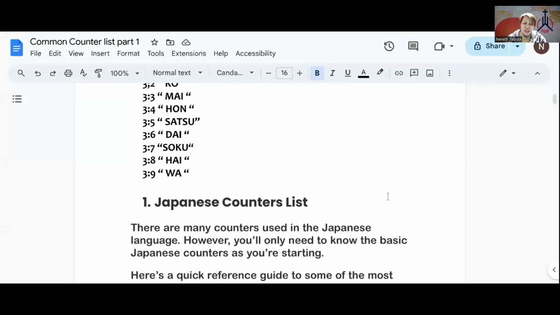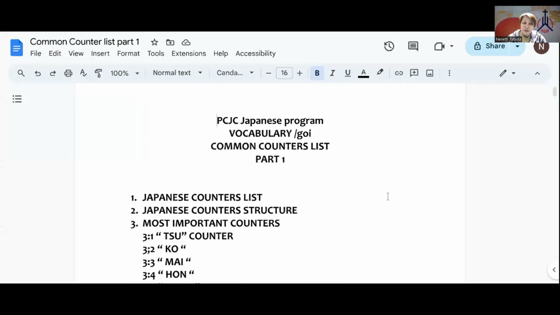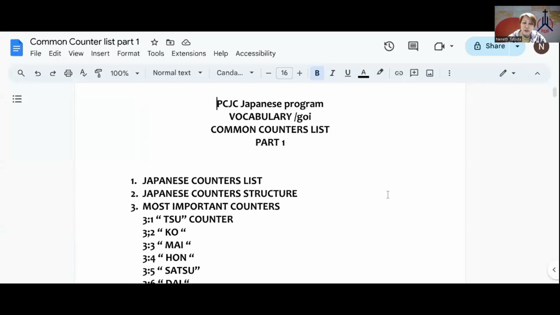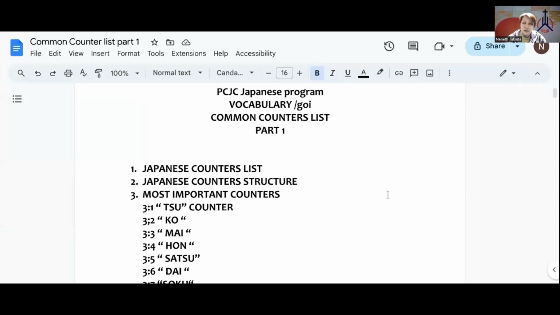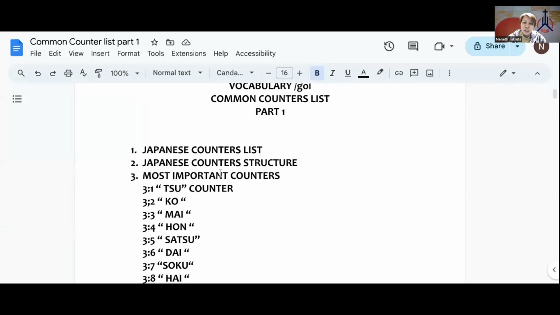Okay, so let's... I'm going to share the counters again for review. Brother Iqbal already discussed this with you. So these are the common counter lists.